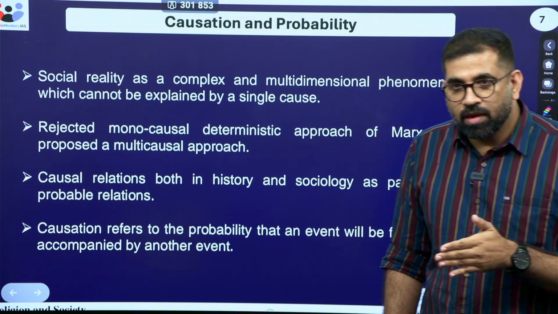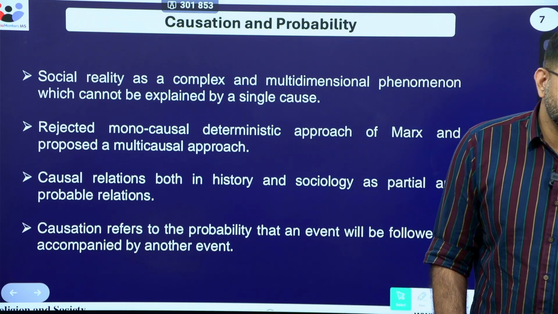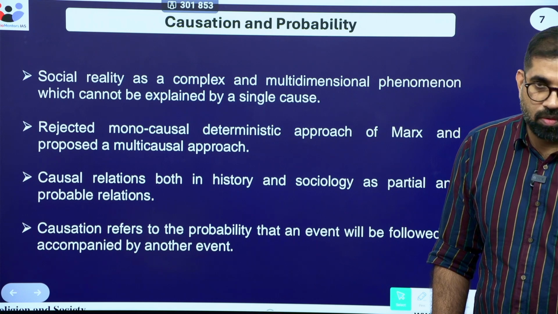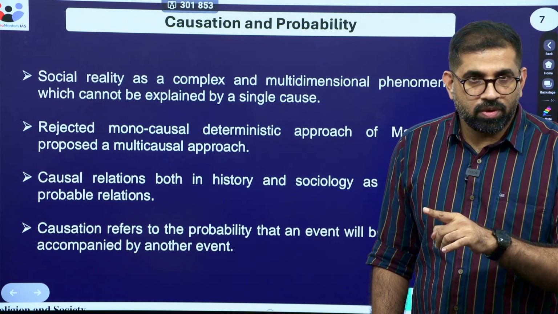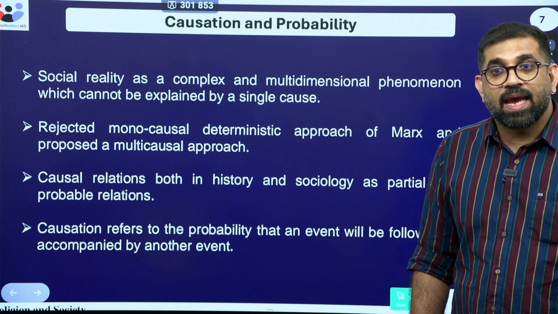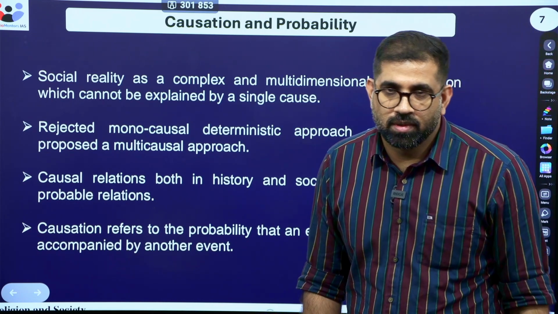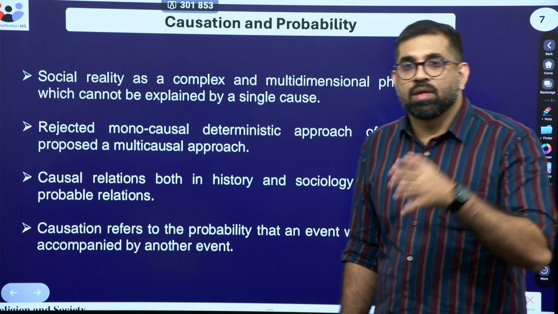Say, for example, in sociological causality, we will be trying to find out the causes that promote or that may lead to World War. Here we are not focusing on World War I or II. Instead, we are generally trying to find the general causes that may lead to world wars. Now, that is the difference between historical causality and sociological causality.